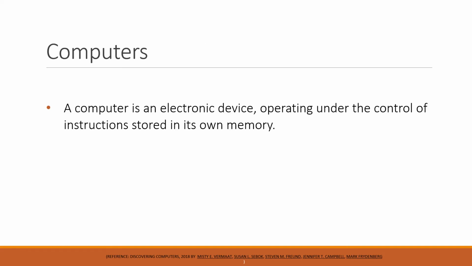Let us first define what is a computer. According to the book Discovering Computers, a computer is an electronic device operating under the control of instructions stored in its own memory. For sure, at this point, you have your computers at home. To think that we are in this online setup, it is very important that you have a computer. It is also very important to know the different parts, like, say, for a desktop type of computer, we have a monitor, a keyboard, a mouse, the system unit, and also the different parts we have in the system unit.